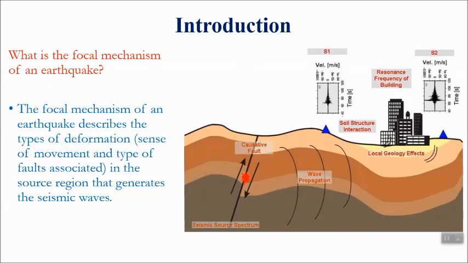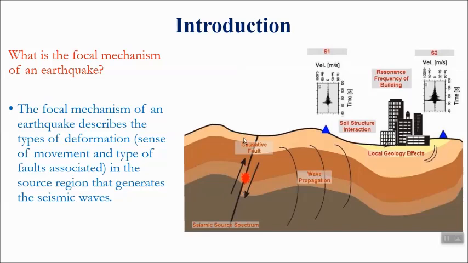Now coming to the focal mechanism. So what is the focal mechanism? The focal mechanism of an earthquake describes the type of deformation in the source region that generates the seismic waves. It means that here we try to understand what deformation led to the generation of the earthquake. Generally an earthquake occurs because there is some kind of movement along some planes below the surface of the earth. These planes along which movement occurs, along which the rocks break and move past each other, are called the fault planes.